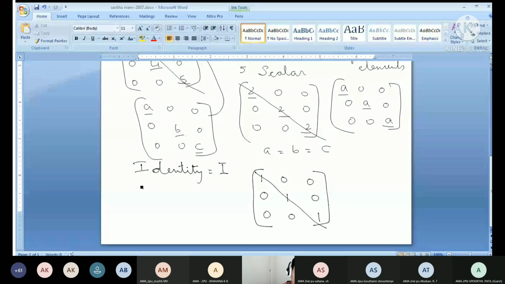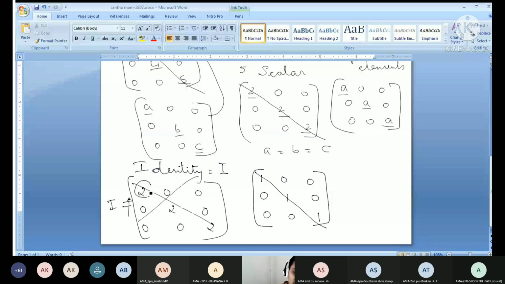Okay, see, if I write like this, for example 2 0, 0 2, it is not an identity matrix. No, this is not identity, because observe the diagonal elements. The diagonal elements are 2, right? If the diagonal elements are 2, we don't call it identity. What is this? This is a scalar matrix. So to call it an identity matrix, what must it be? Compulsorily the diagonal elements must be 1. This is an identity matrix of order 2.